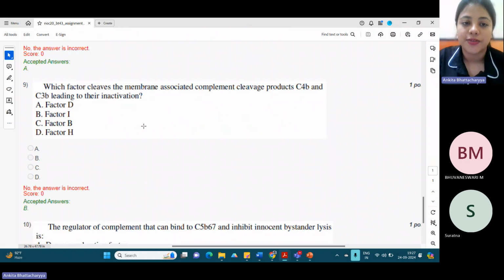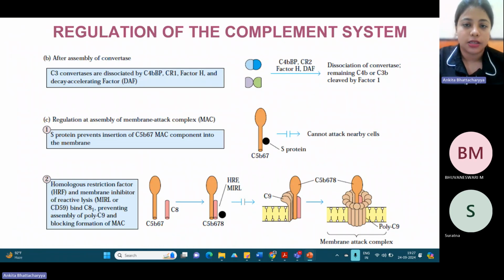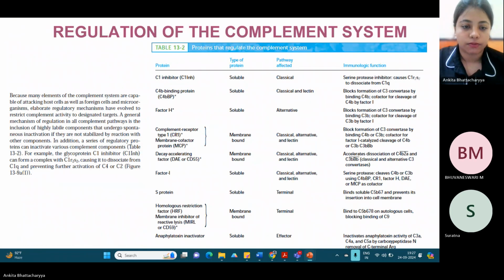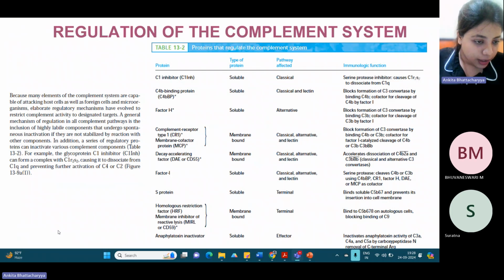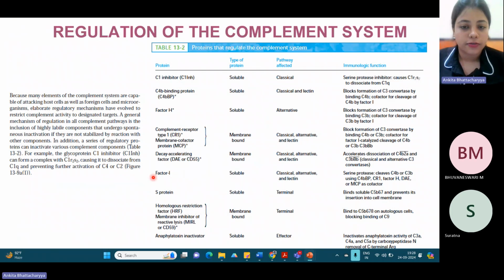Which factor cleaves the membrane-associated complement cleavage products C4b and C3b, leading to their inactivation? So that was factor I. I think we had seen this here. Again, I'll refer to the slides because it's easier to remember. So this is factor I, however you wish to pronounce it. So yeah, this is factor I.